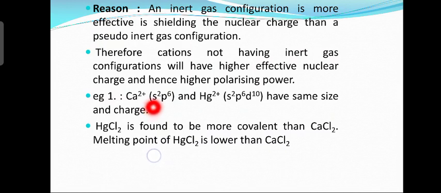Example, one example is calcium and mercury. Calcium 2 plus has inert gas configuration s2 p6, whereas mercury 2 plus has pseudo inert gas configuration, s2 p6 d10. They have the same size and charge. Mercury chloride is found to be more covalent than calcium chloride because it has pseudo inert gas configuration. The melting point of mercury chloride is lower than that of calcium chloride, because mercury chloride is more covalent than calcium chloride. Next slide.